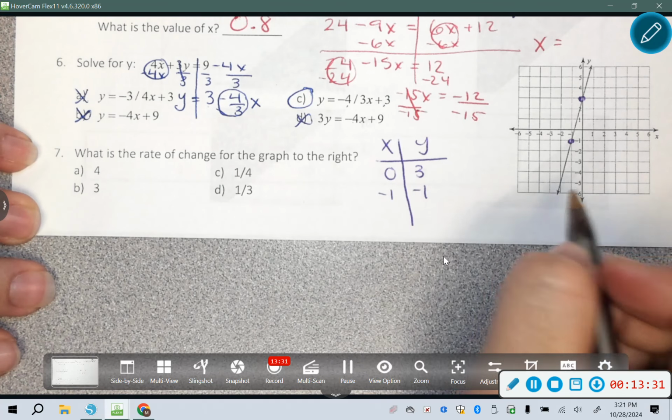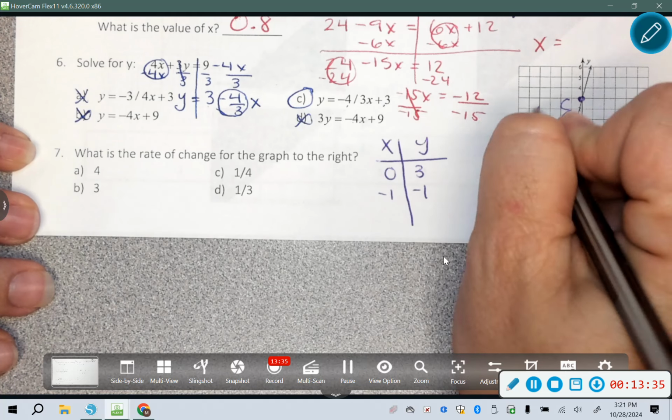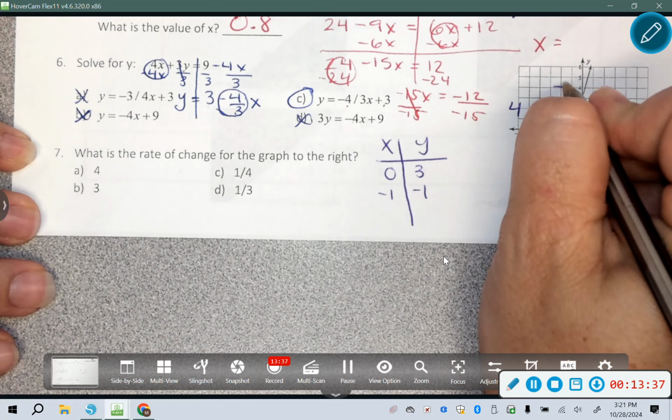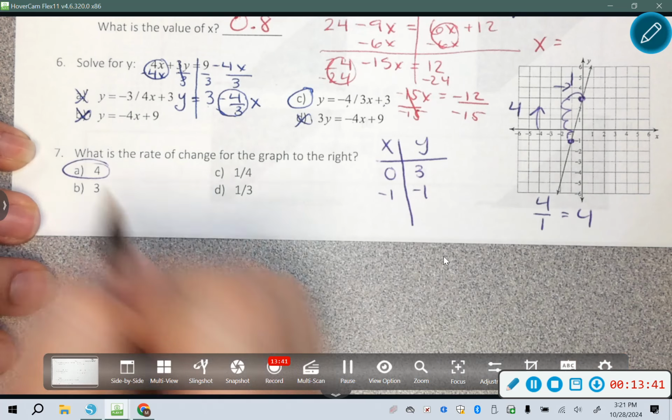Okay, well, one thing I could do is rise over run. I go up 1, 2, 3, 4. Right 1. So positive 4 over 1, which is just 4. So I know my answer is A.